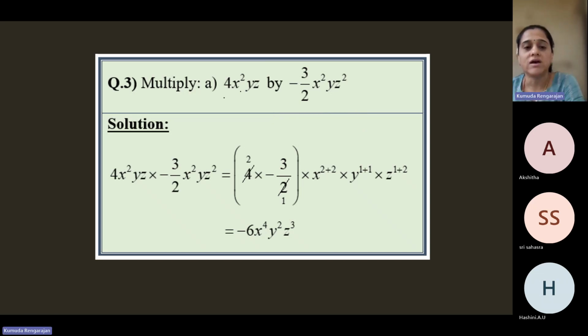Okay, so this is multiplying a monomial by a monomial. A single term by another single term.